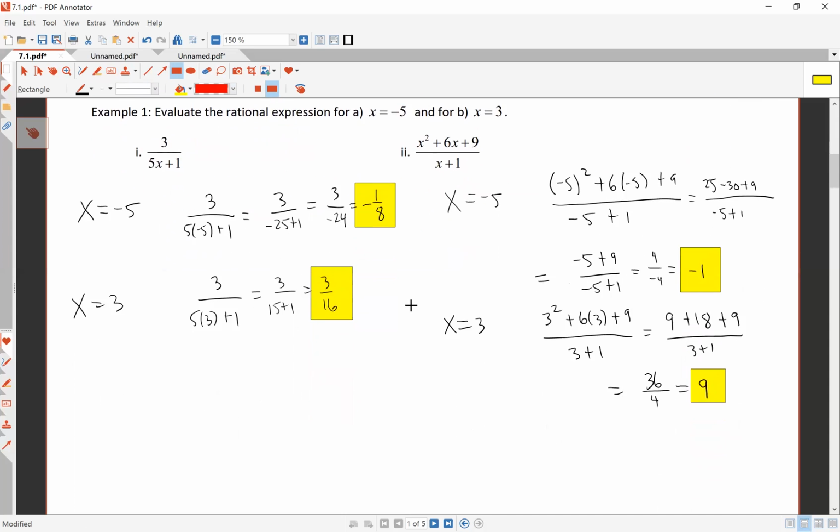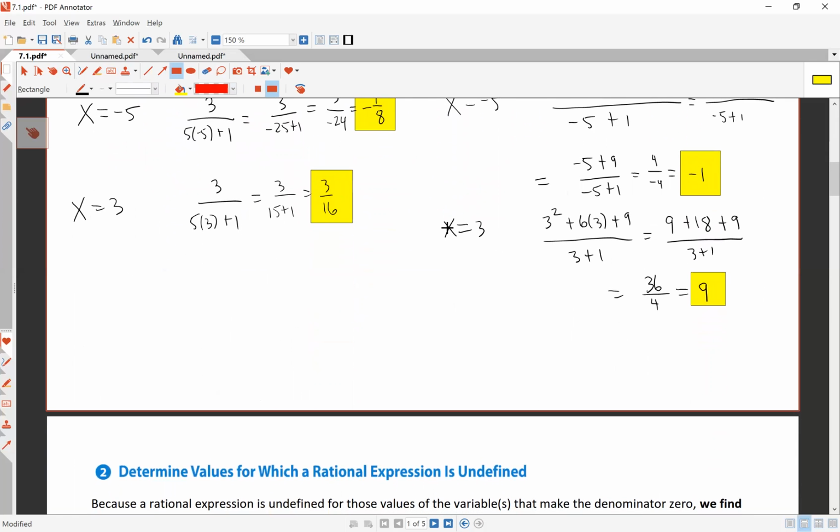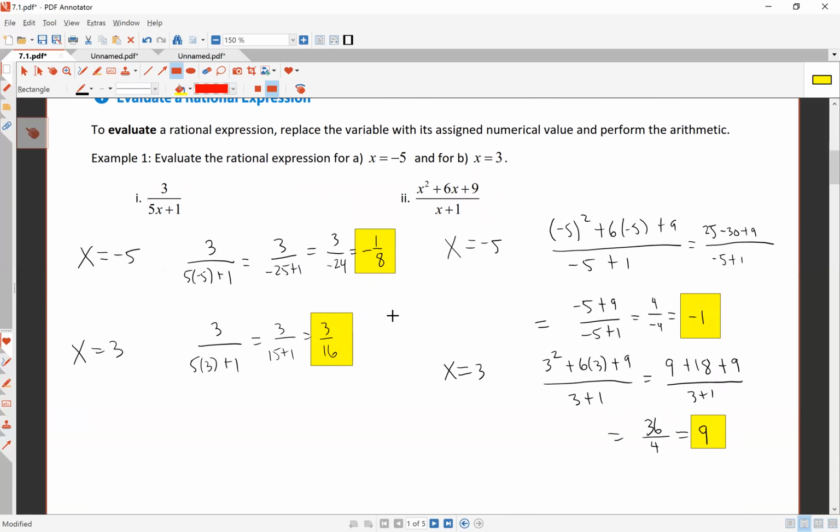Now that we know how to evaluate a rational expression, we will then, in the next objective, look at what values will make the expression undefined. For example, if we're looking at x squared plus 6x plus 9, if you let x be -1, then the numerator is -1 squared plus 6 times -1 plus 9. When I divide that by -1 plus 1, this time the denominator turns into 0. The numerator turns into -1 squared as 1, minus 6, which is -5, plus 9, which is 4.